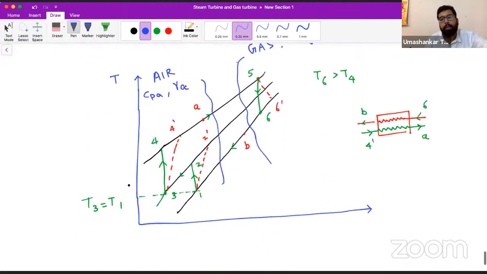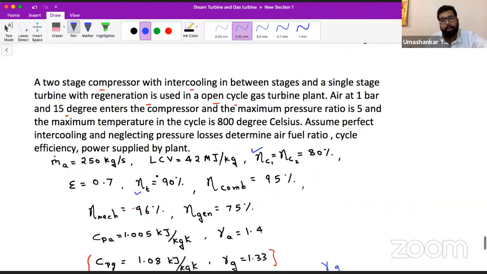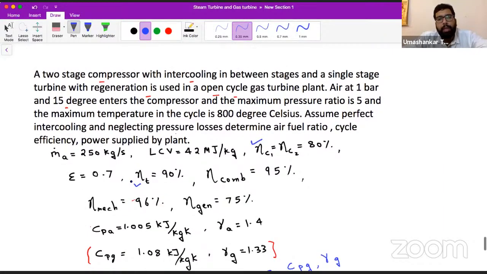Okay, understanding the question or not? This is the TS diagram. This is the understanding of what we are having. So much data is given to you. In this kind of question where so much data is given, it is always beneficial to strike out whatever we have to find. Now see what we have to find. We have to find the air fuel ratio.